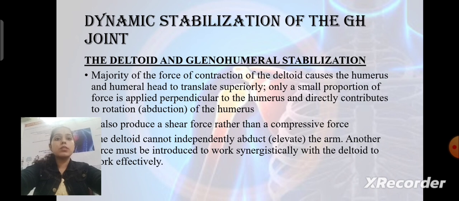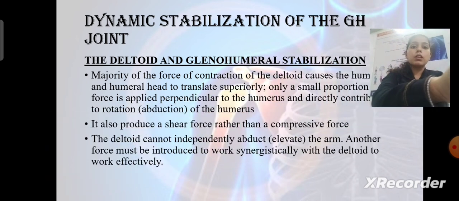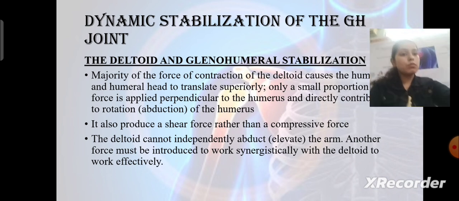First is the deltoid and glenohumeral stabilization. The majority of the force of contraction of the deltoid causes the humerus and humeral head to translate superiorly. Only a small portion of the force is applied perpendicular to the humerus and directly contributes to rotation and abduction of the humerus. It also produces a shear force rather than a compressive force.